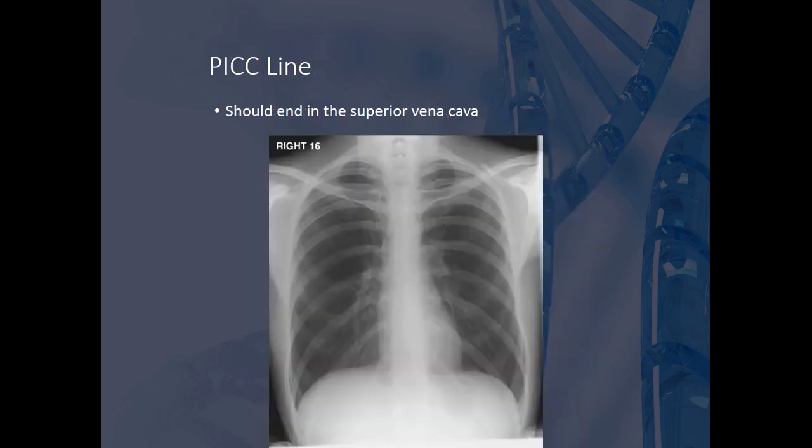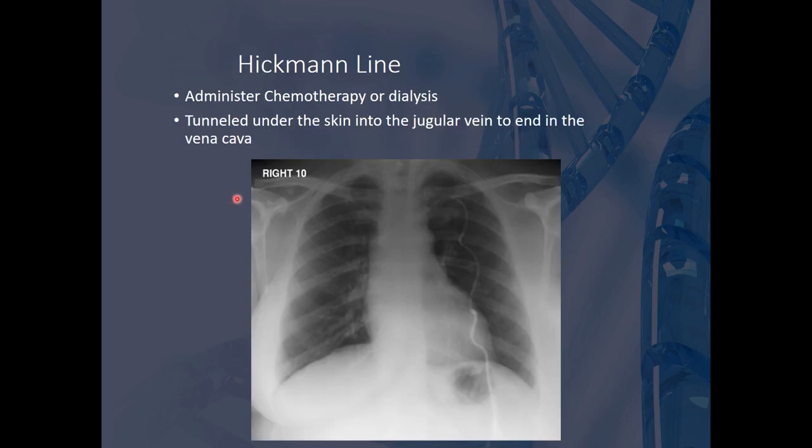PICC line, as we're all familiar with, ends in the superior vena cava. The Hickman line, what is this for? This is something we administer with chemotherapy or dialysis. Ends in the vena cava.